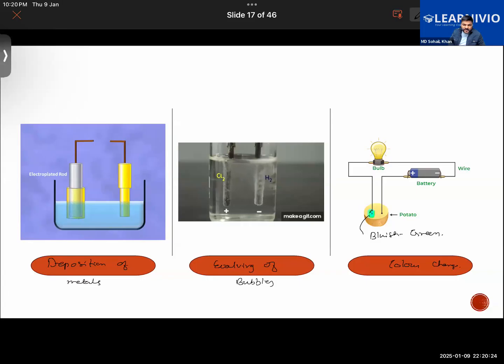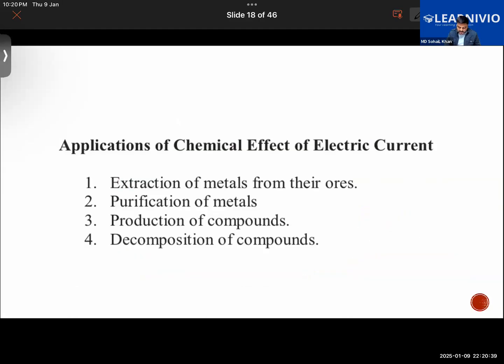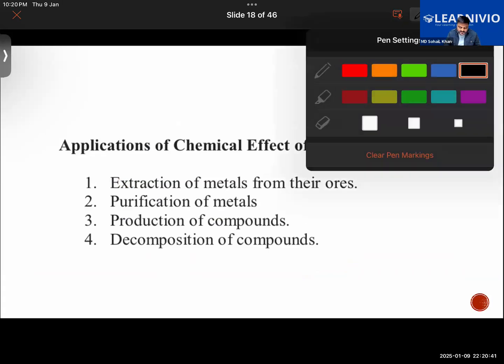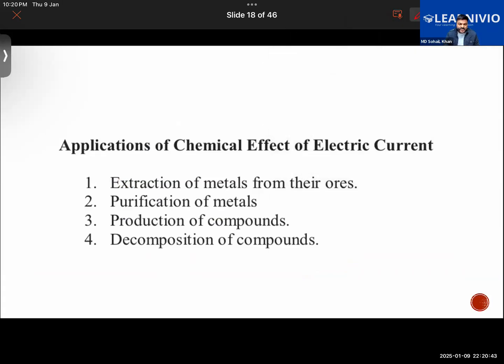Okay, now in a given reaction, it might happen that you can make two or more than two observations also. Like in some of the reactions, only deposition of metals can be happening, but simultaneously we can see that bubbles might also be forming there. So that is also the case here. Then there are various applications of this chemical effect. So we can extract metal from the ores.